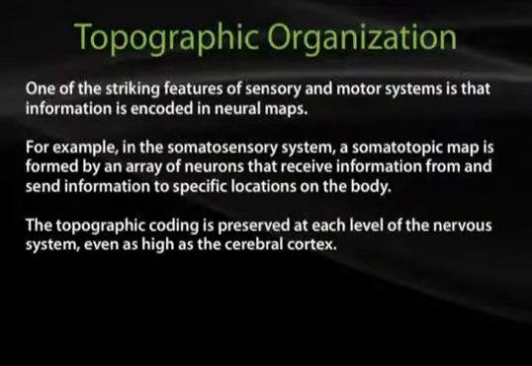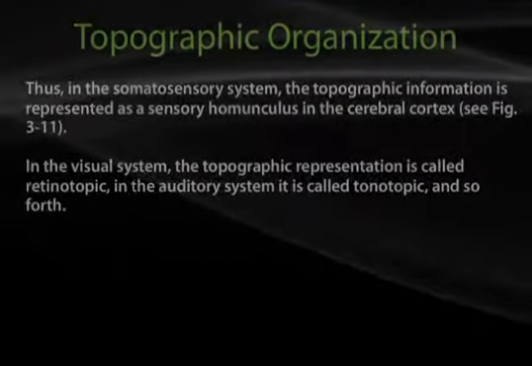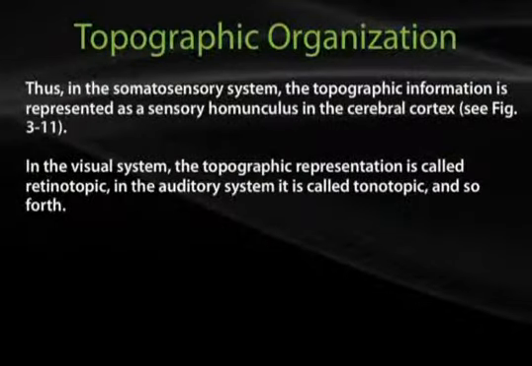Topographical organization. One of the striking features of sensory and motor systems is that the information is encoded in neural maps. For example, in the somatosensory system, a somatotopic map is formed by an array of neurons that receive information from and send information to specific locations in the body. The topographic coding is preserved at each level of the nervous system, even as high as the cerebral cortex itself. Thus, in the somatosensory system, the topographic information is represented as a sensory homunculus or map in the cerebral cortex.